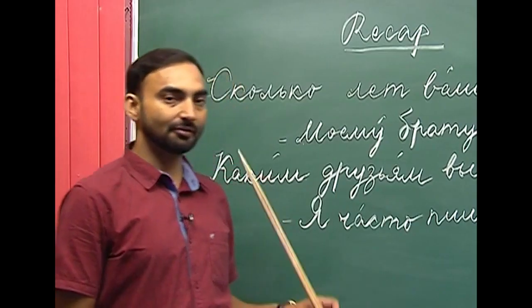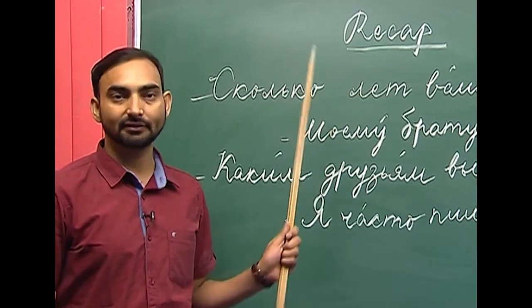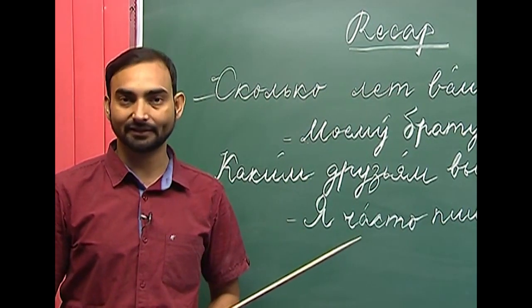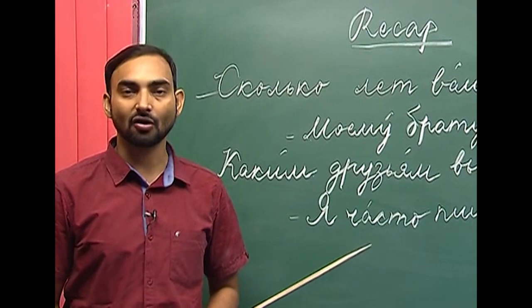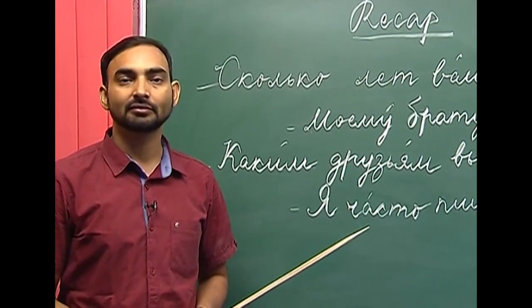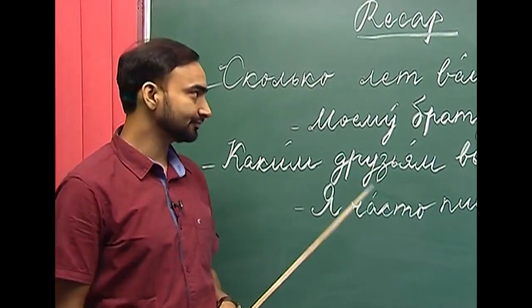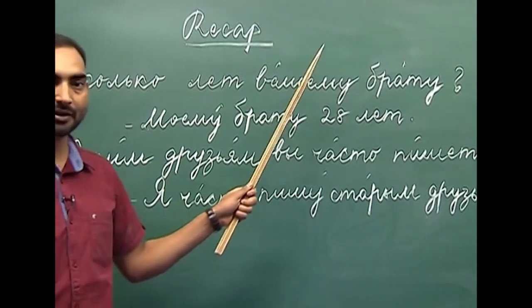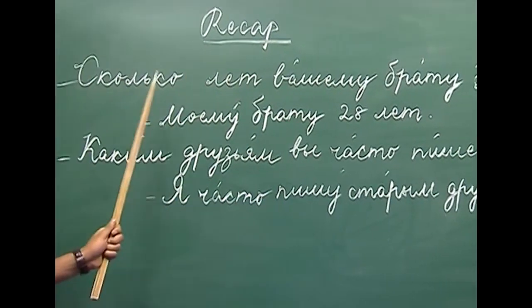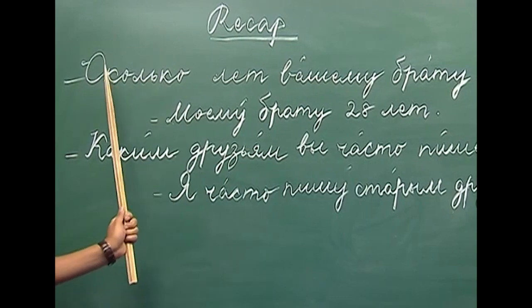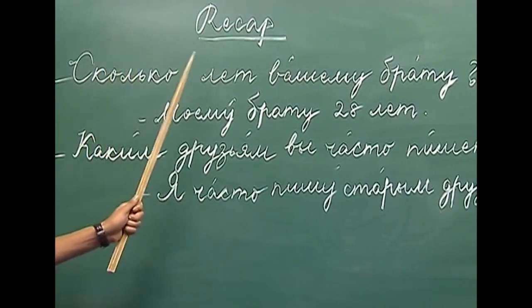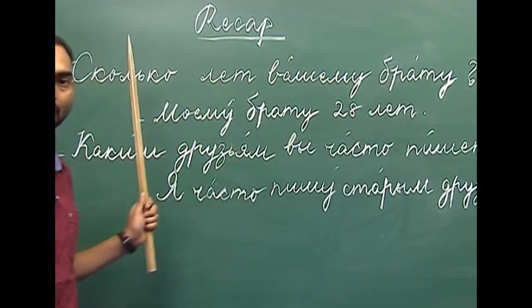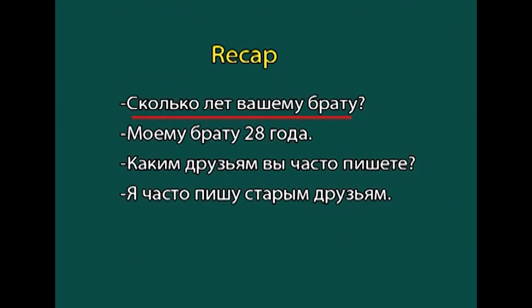lesson. If you remember, we have learnt the construction Сколько вам лет. How old are you? So, how do we ask someone about his or her age? When we ask someone about his or her age, we use the noun or pronoun in the dative case, like we have used in the given sentence. Сколько лет вашему брату? So, how old is your brother?